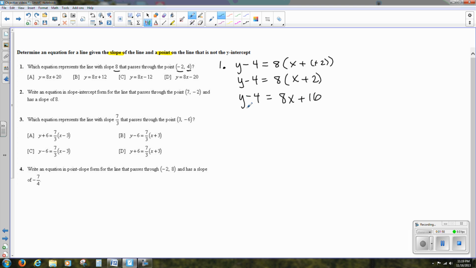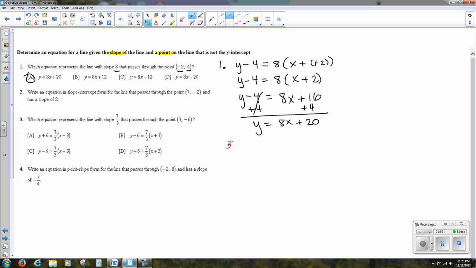And now to finish solving for y, I'm going to add 4 to both sides. So we now have y equals 8x. And then positive 16 plus 4 is positive 20. Y equals 8x plus 20. And there you go, choice A.